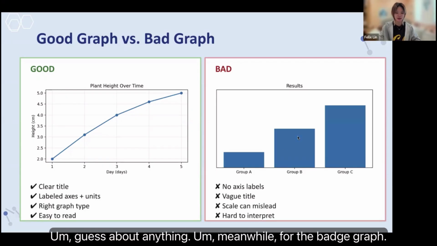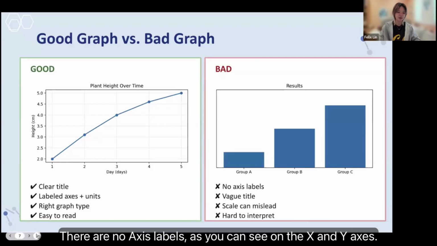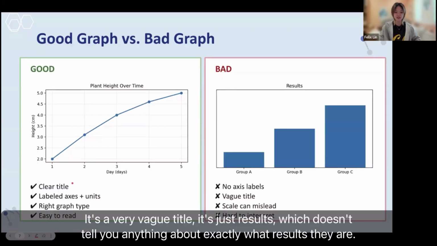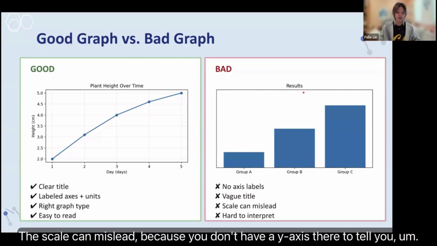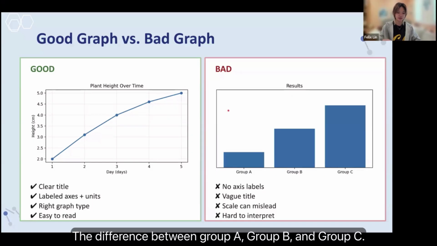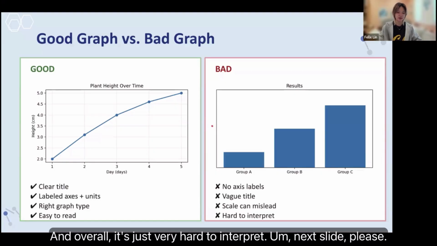Meanwhile, for the bad graph, there are no axes labels, as you can see on the x and y axes. It's a very vague title. It's just results, which doesn't tell you anything about exactly what results they are. The scale can mislead because you don't have a y-axis there to tell you the difference between group A, group B, and group C. And overall, it's just very hard to interpret. Next slide, please.